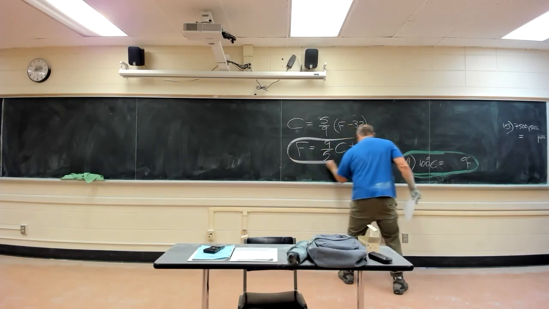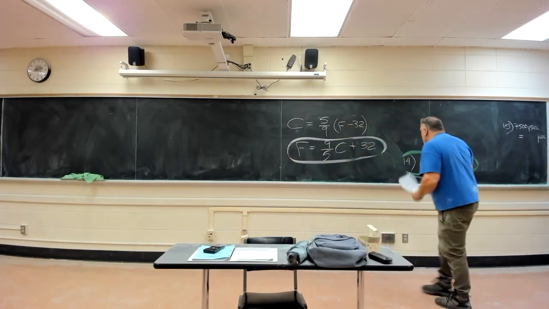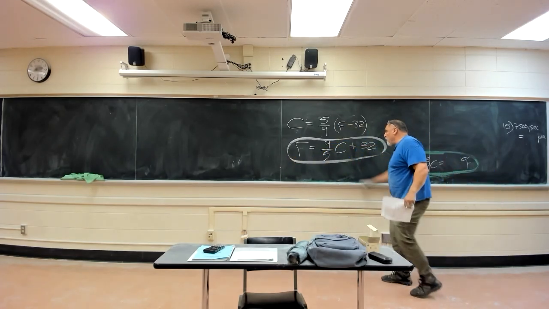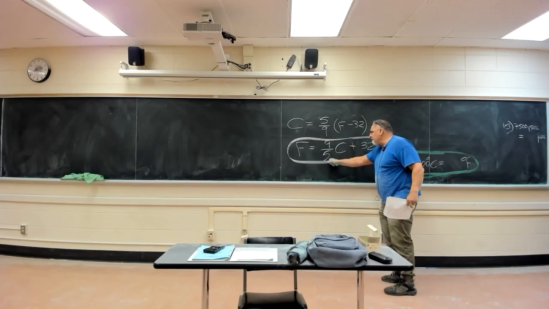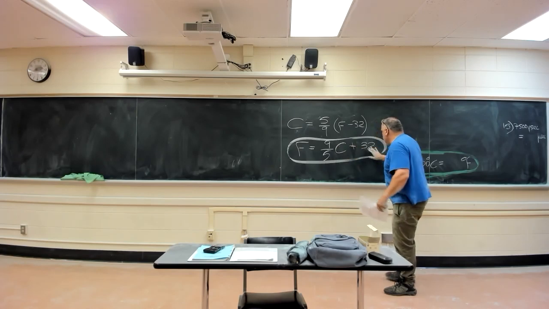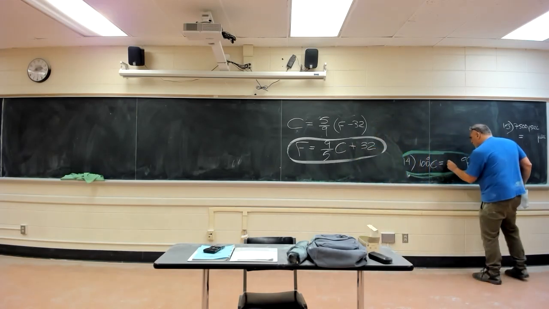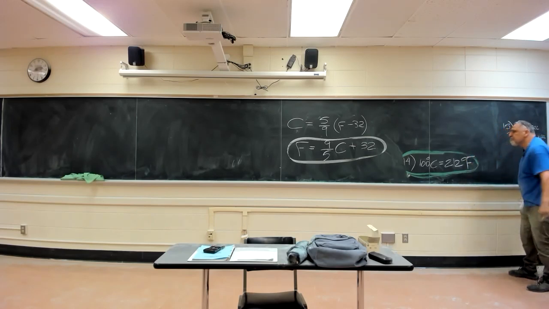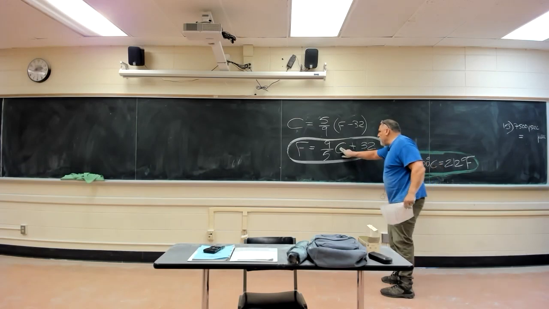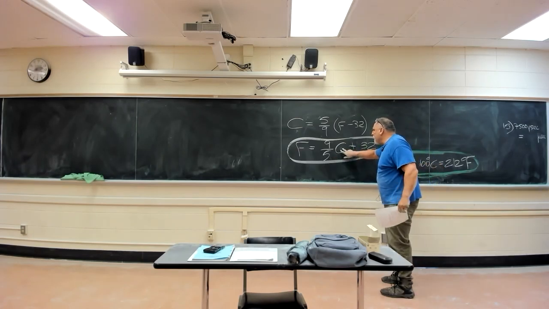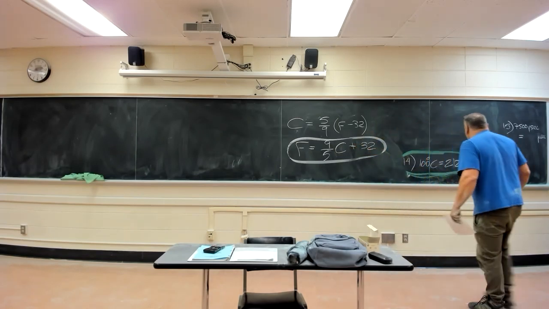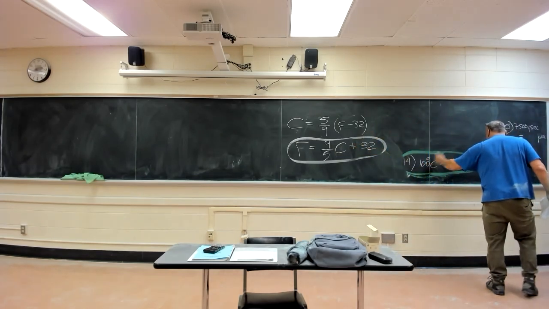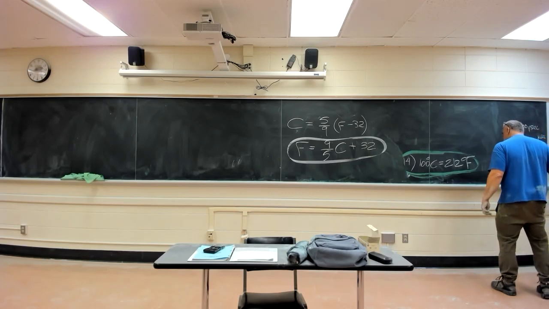What we need here is we're trying to get Fahrenheit. If you put 100 in here, 9/5 of 100 is 180. 180 plus 32 is 212. All you got to do is put the 100 in here. 5 goes into 100 20 times. 20 times 9 is 180. 180 plus 32 is 212. Boiling point of water: 100 degrees Celsius, 212 degrees Fahrenheit. Okay?